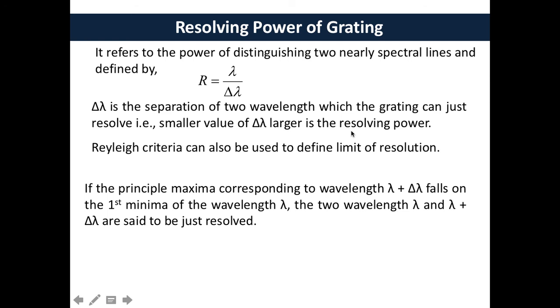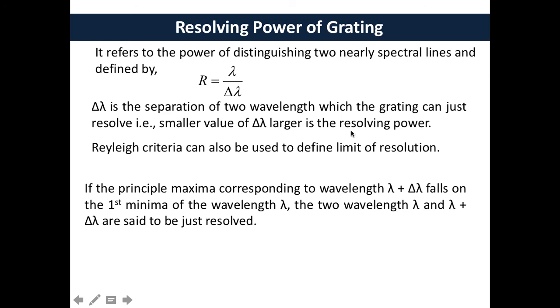What is the Rayleigh criterion? The Rayleigh criterion states that two images are just resolvable when the center of the diffraction pattern of one is directly over the first minimum of the diffraction pattern of the other. Okay, so what is the Rayleigh criterion? It states that the two images are just resolvable when the center of the diffraction pattern of one is directly over the first minimum of the diffraction pattern of the other.